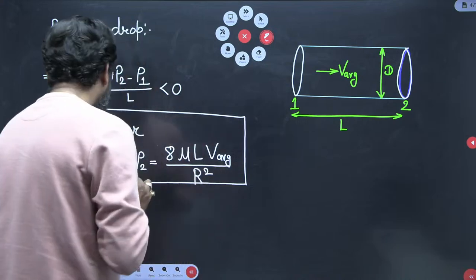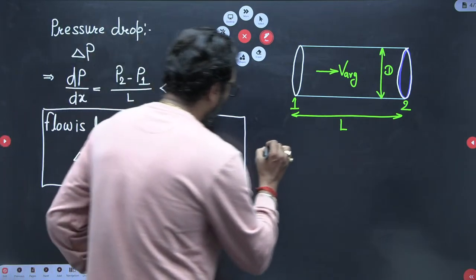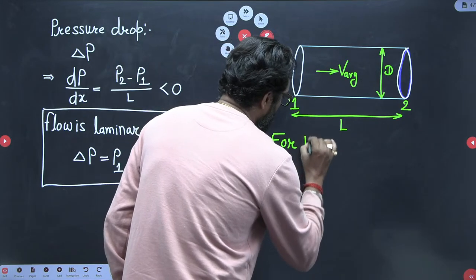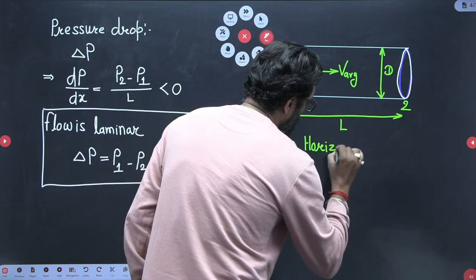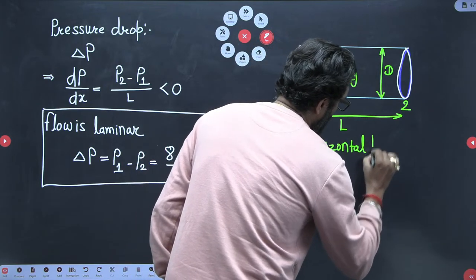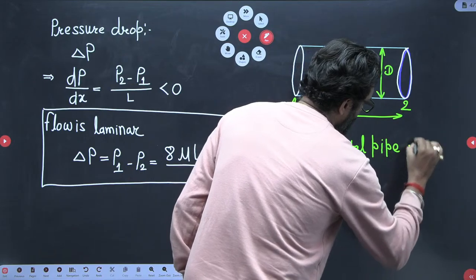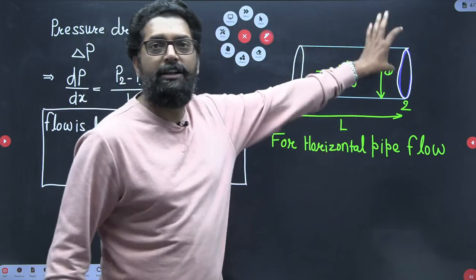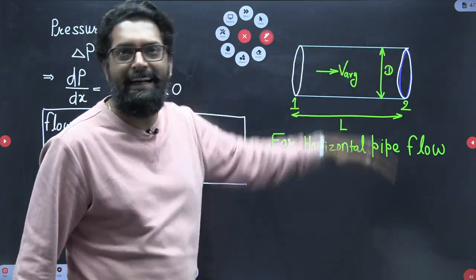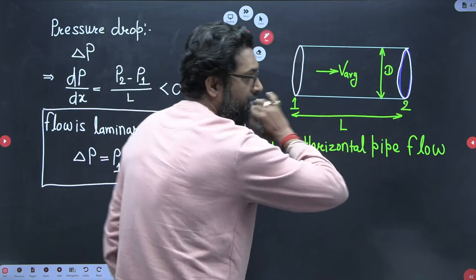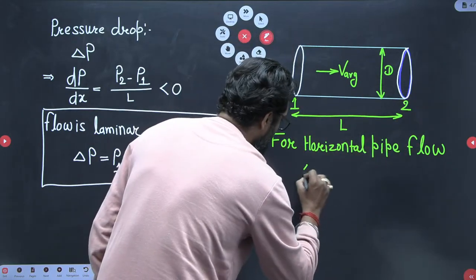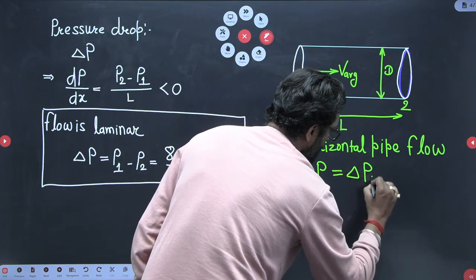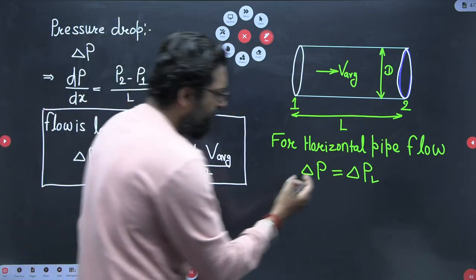And this pressure drop, very important, for horizontal pipe flow: if the flow is within a horizontal pipe, there is no datum change. So, the change in potential is 0, that means the pressure drop is the same as the pressure loss. Very important. Same as pressure loss. So, this is your pressure loss.